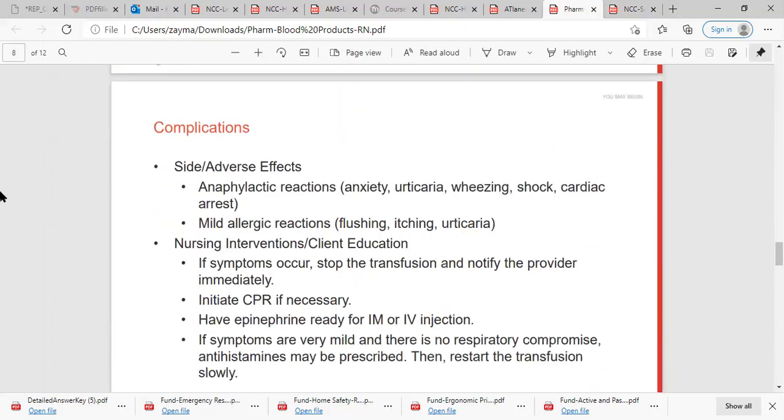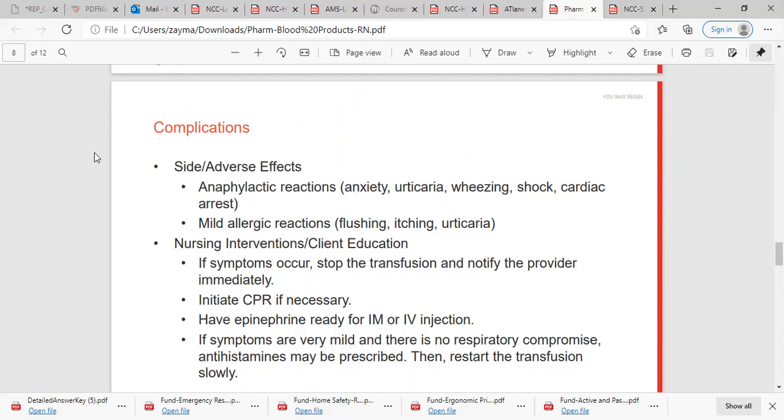Anaphylactic reactions. Obviously, anaphylaxis is a severe allergic reaction. It leads to systemic vasodilation, so it causes changes throughout the whole body. It's going to cause the blood vessels to open up, which is going to lead to severe hypotension and shock, and ultimately cardiac arrest. Signs of anaphylaxis, remember, they're going to have tachypnea.